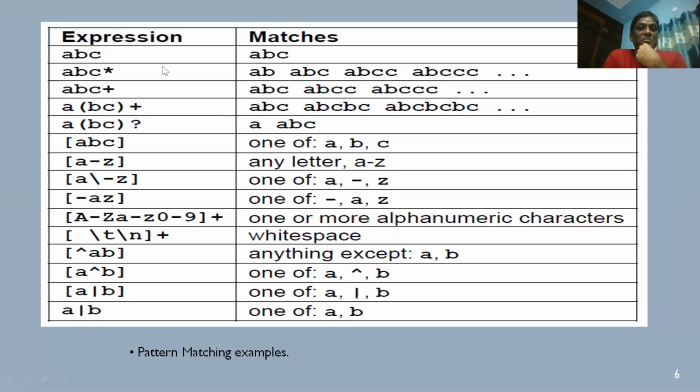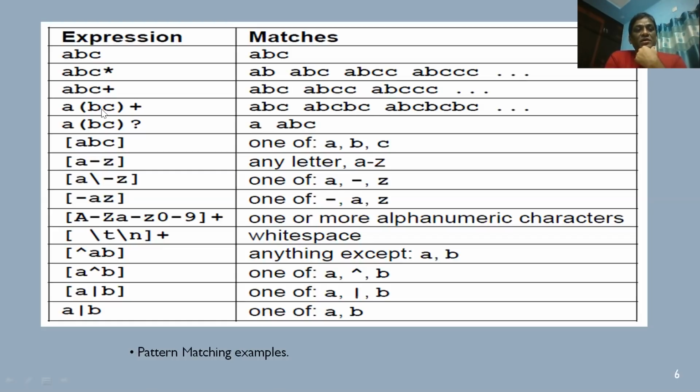Let us understand the meaning of some of the expressions. If you write ABC, it means ABC only. There is nothing else. If you write ABC star, because star is a unary operator applied on C only, AB is going to be common, followed by zero or more occurrences of C. So AB, ABC, ABCC, ABCCC, and so on. And ABC plus says one or more occurrences of C. So minimum one time C must appear: ABC, ABCC, ABCCC, and so on.